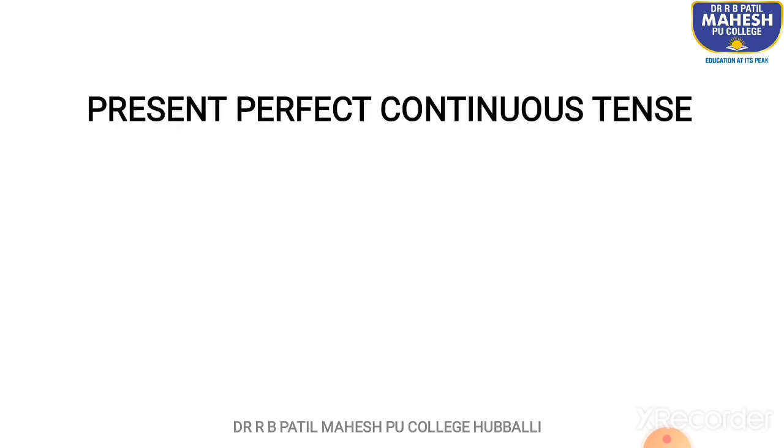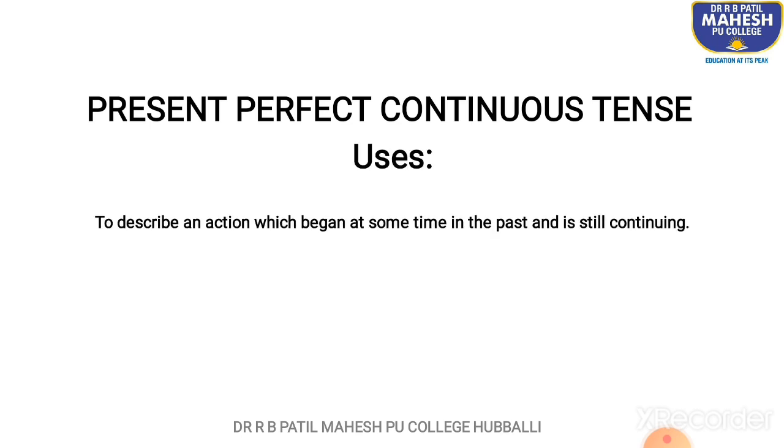Now the next form, present perfect continuous tense. The use is to describe an action which began at some time in the past and is still continuing. So I repeat, present perfect continuous tense is used when we are talking about an action which began at some time in the past and is still continuing. So, for example, Namit has been sleeping since 3 p.m. So that started in the past and is still continuing.